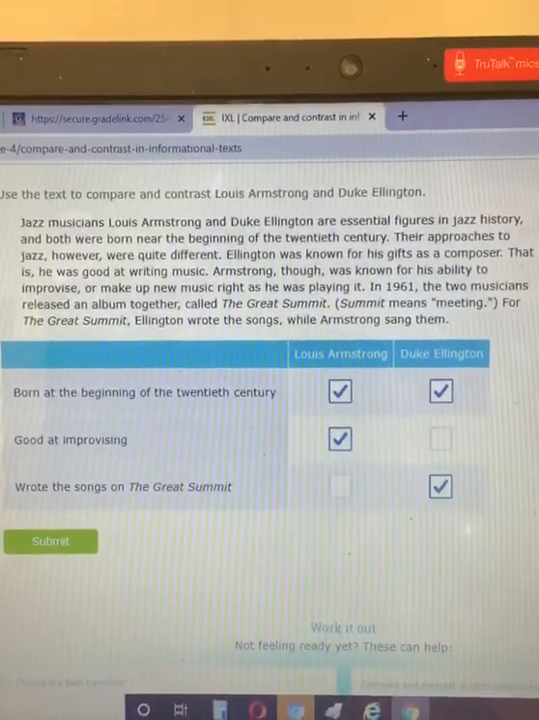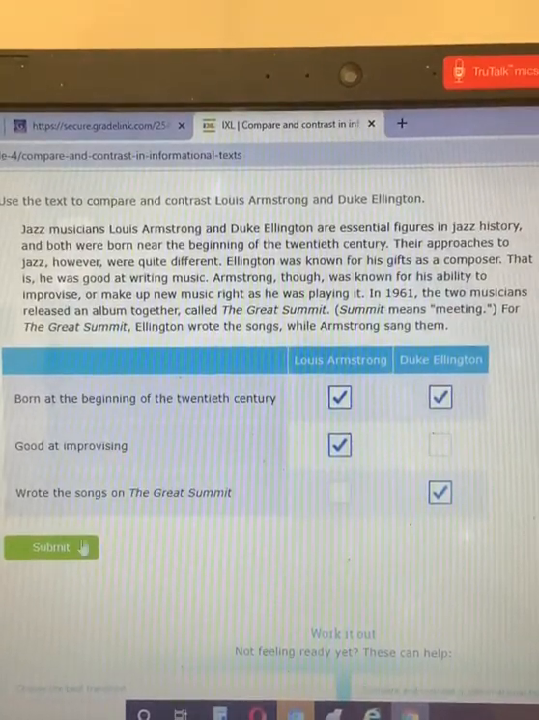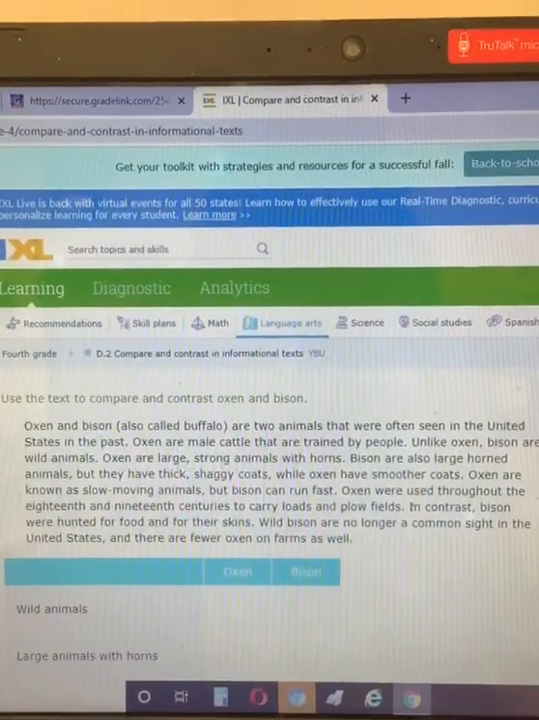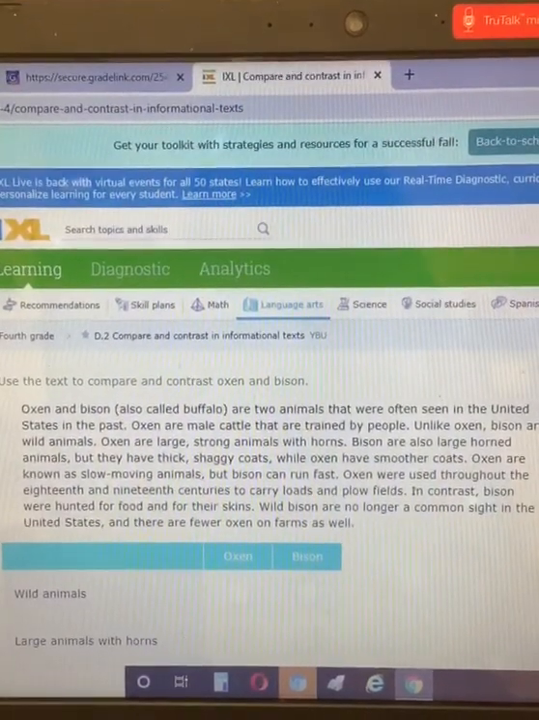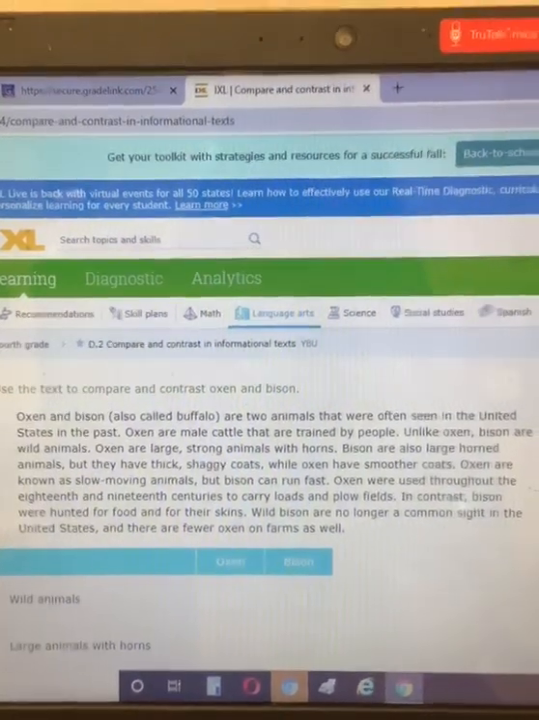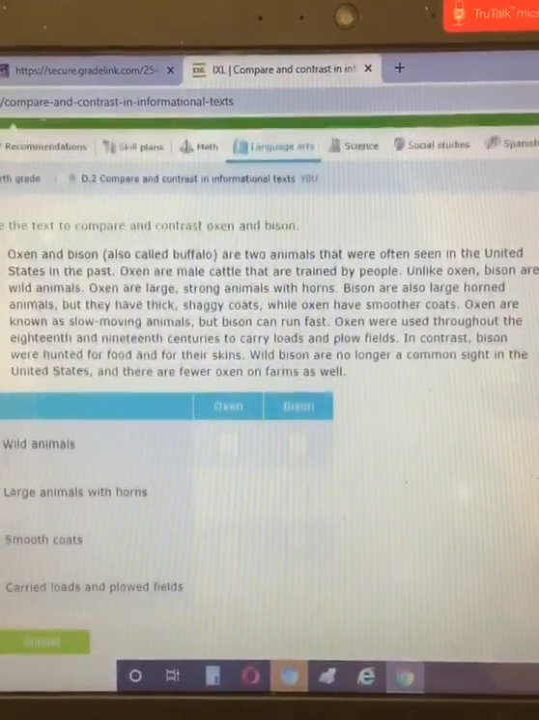Lost my arrow again. Sorry, guys. There it is. Okay, so I think you get the idea. But I will do one more with you, and then you're going to be on your own, okay?